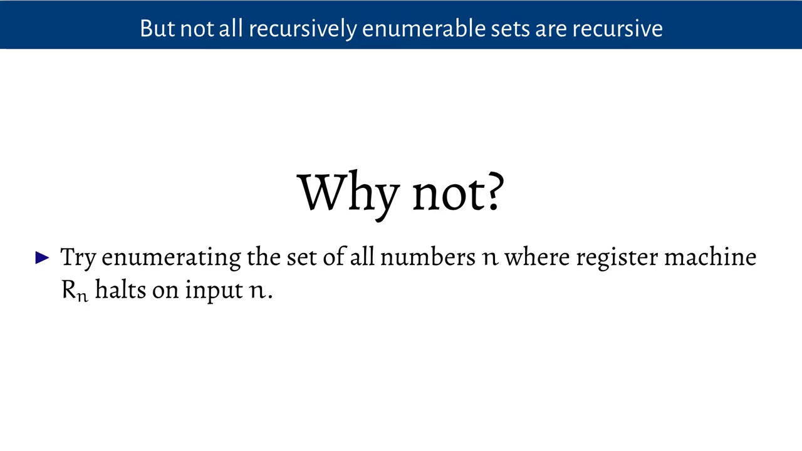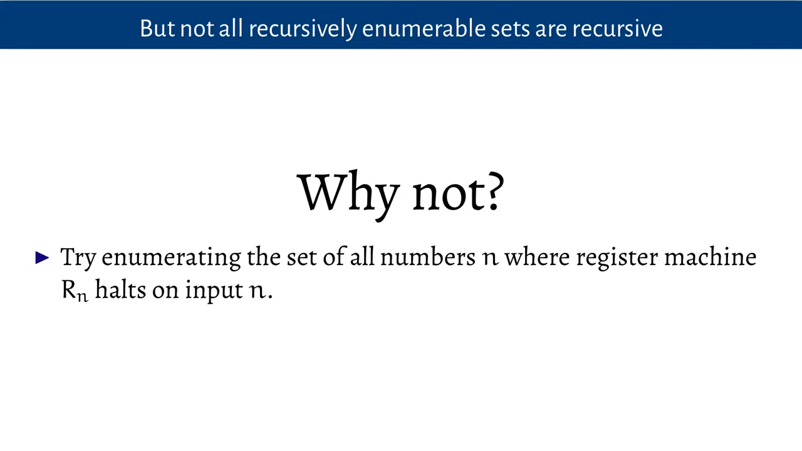But it turns out that we can enumerate this set. And we could do it in a similar sort of way to the way that we did before. Imagine we get register machine 0 and start it running on input 0, and then get register machine 1 and start it running on input 1. And eventually one of these is going to halt, maybe. And if it does halt, we put the number that it was on our list, maybe it's register machine 5. When that halts, we put it on our list, and then we look at the next one.